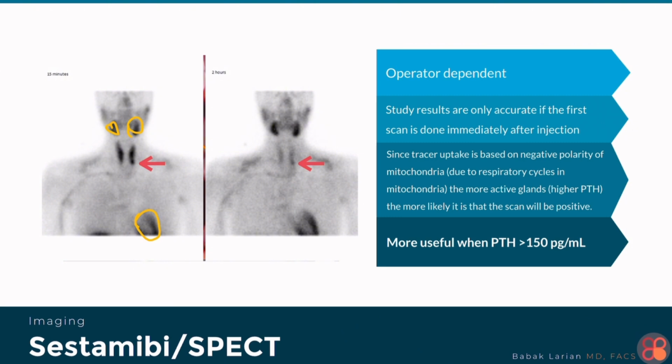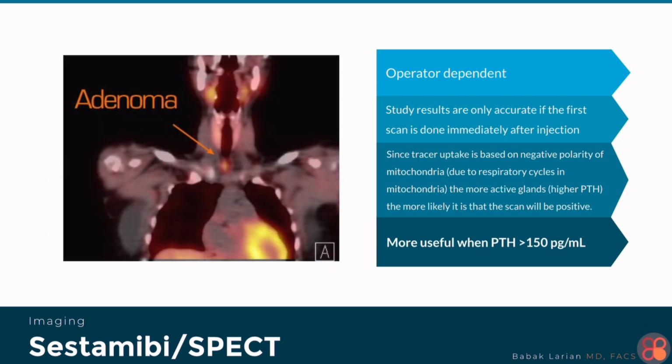So it is most useful when the person's PTH is over 150 because the factory is working hard, producing a lot of hormone, and so it's more likely to be accurate. It's 84% accurate when the PTH is over 150. It's less than 50% accurate when the PTH is less than 100. That's when you need it the most, right? So it fails.